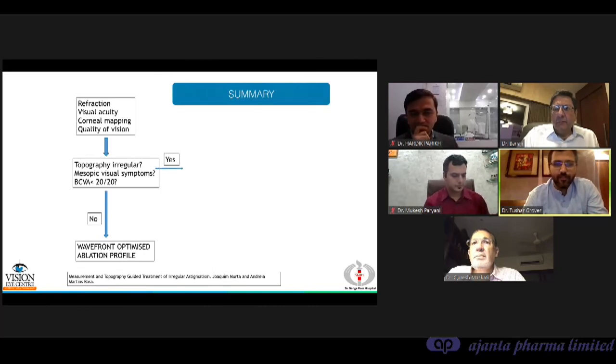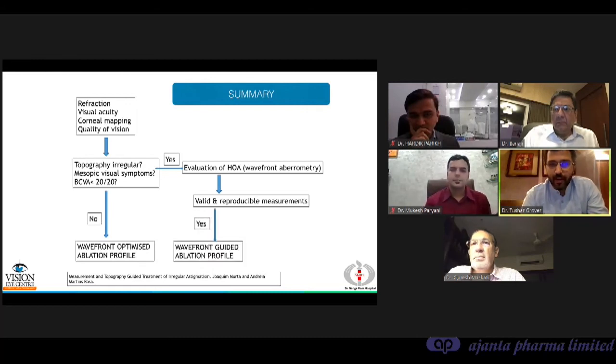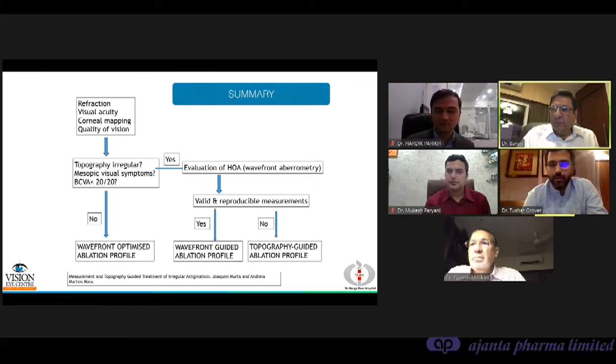But when you have any of these problems in the optical system, it's best to do a wavefront measurement and look for aberrations. If you're able to get valid and reproducible measurements through an aberrometer, then a wavefront guided approach would be recommended. If you're not getting valid measurements with an aberrometer, then a topo guided approach would be recommended. But both wavefront guided and topography guided work extremely well in these situations, and either of them, depending on the platform that you use, can be used, particularly if you're getting good measurements.